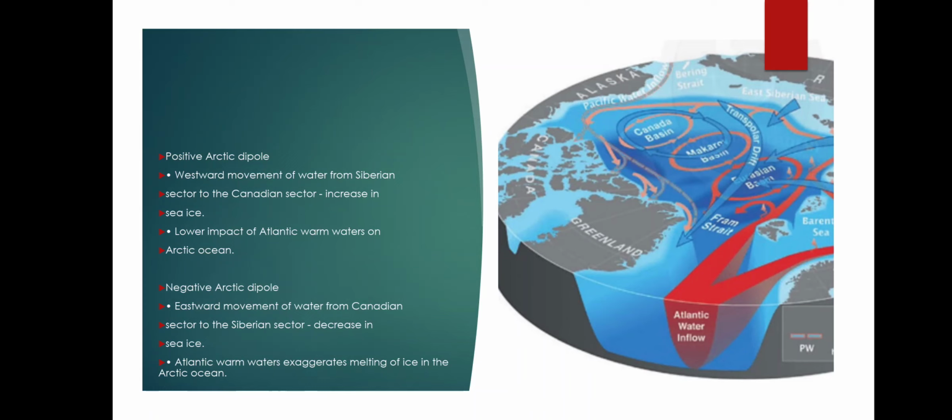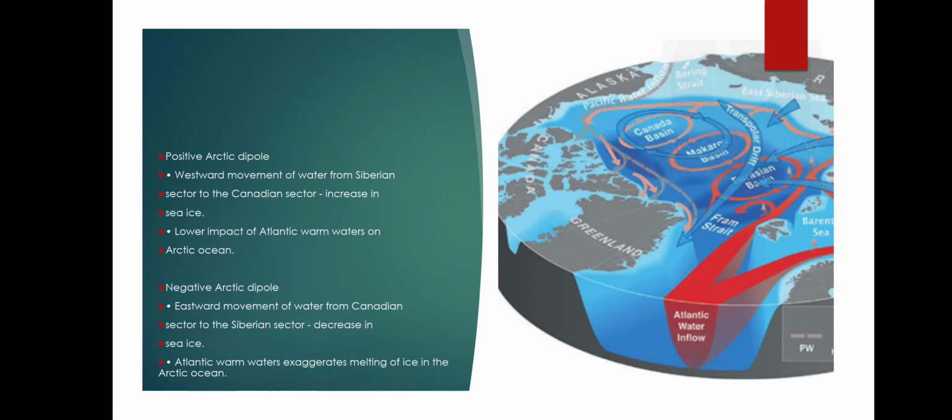There is a relative low pressure in the Siberian sector, so the ocean currents tend to move from the Siberian sector to the Canadian sector. That is, the water moves in the westward direction. This in turn helps the warmer water of the Siberian sector to move towards the Canadian sector. Since there is a high pressure over the Canadian sector, the warmer waters have lesser impact on the melting of the ice. Okay, this happens during the positive Arctic dipole.